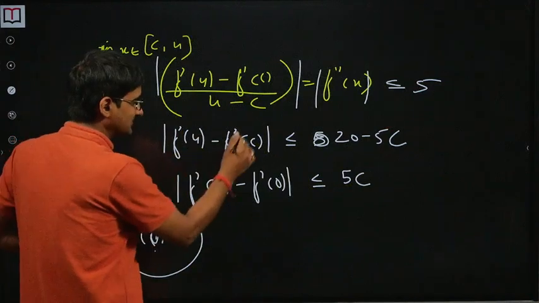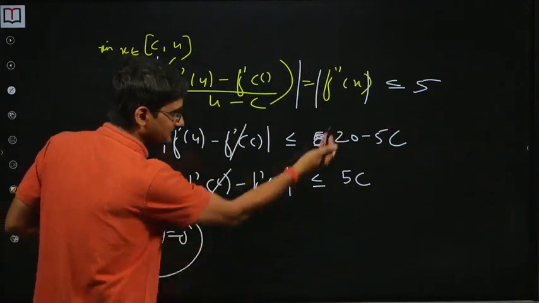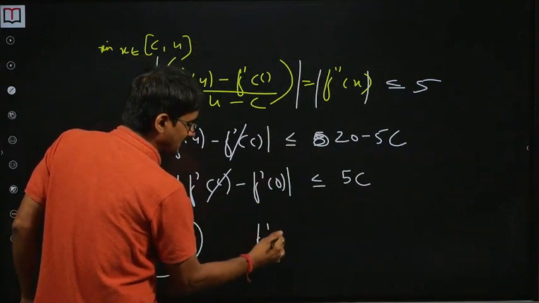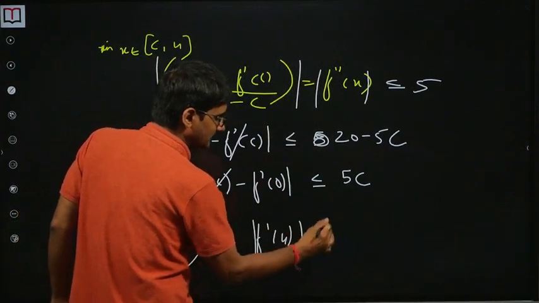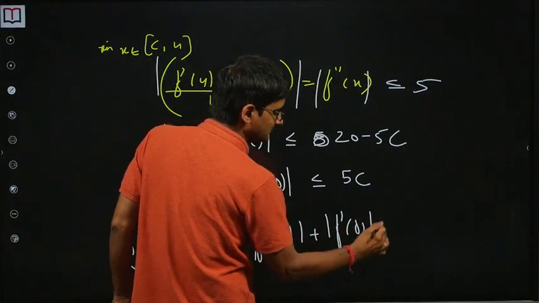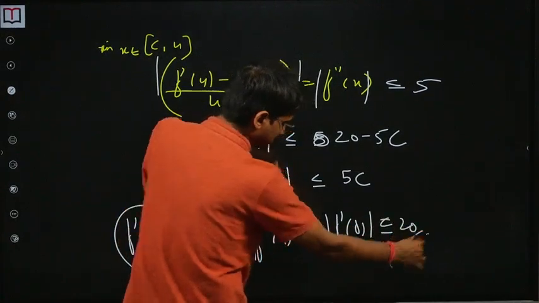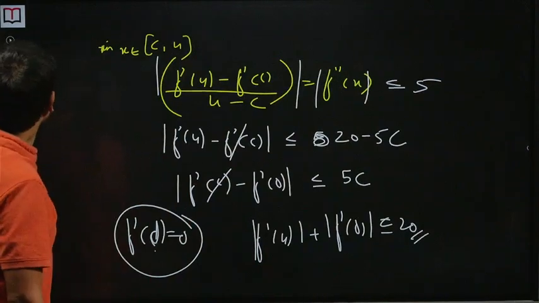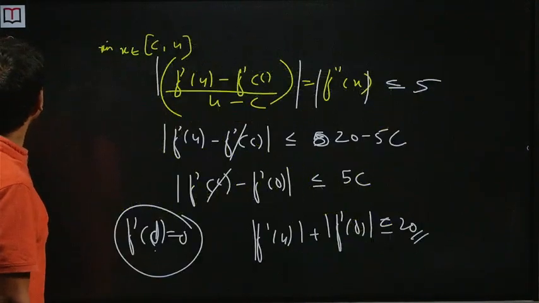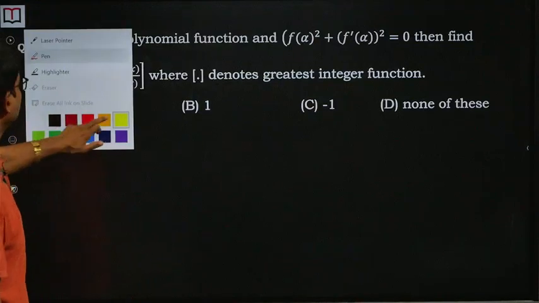Add them. So this is 0, this is 0, add them, we get 20. So mod of f dash 4 plus mod of f dash 0 is less than or equal to 20. Largest value is 20. Done. See, we must read the question very carefully. Okay, now moving to the 12th question.